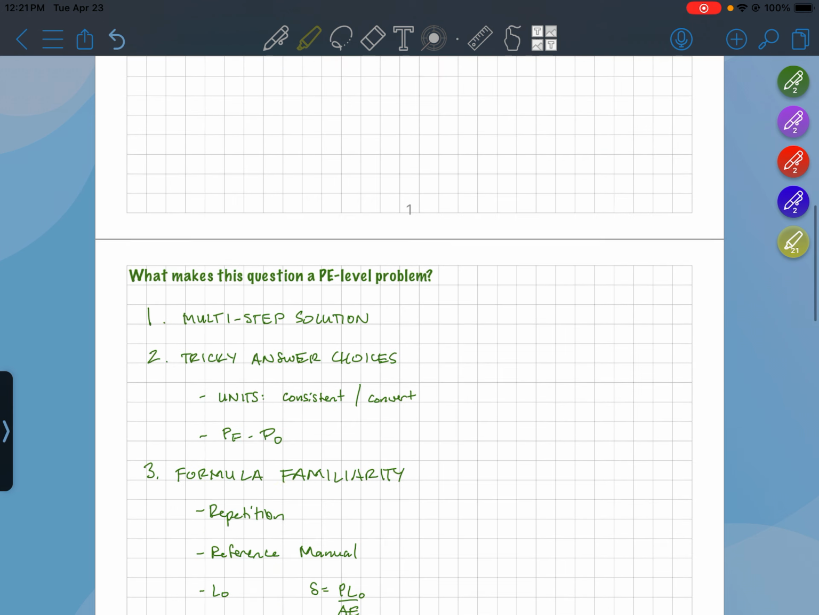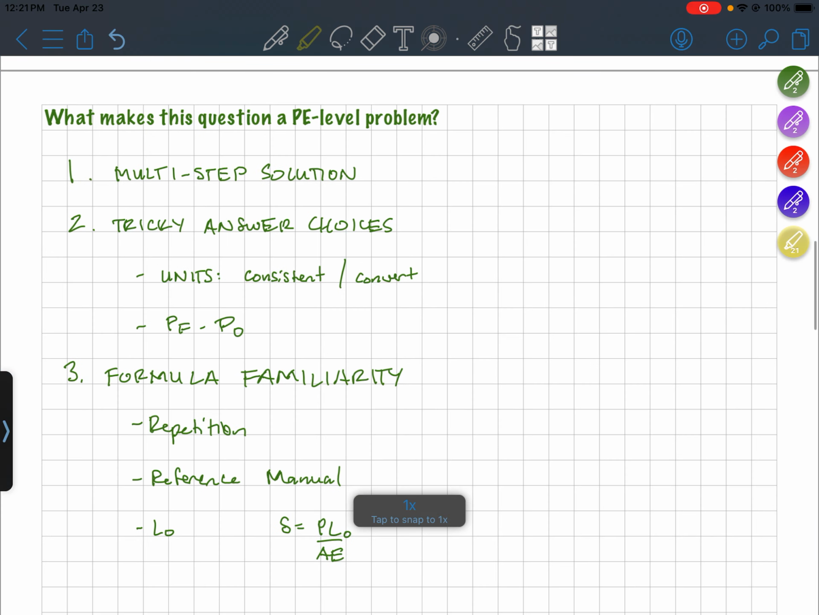You got to do problems over and over again. You've got to be familiar with what each formula means, and you've got to know where to go to get it in the reference manual if you're going to use the manual at all.